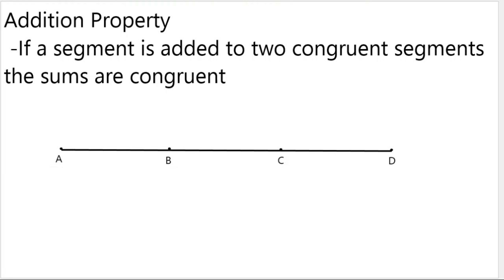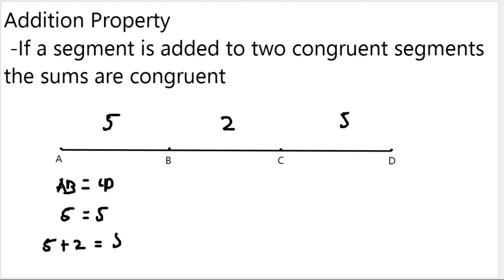Okay, now let's put some numbers here so we can illustrate this. So we say that line segment AB is congruent to line segment CD, meaning in definition, they have the same length. So let's say AB is 5, CD is 5 also. And then we're going to put a line segment BC, which is, let's say, 2. So we're going to add 2 to both equations. So we got this.